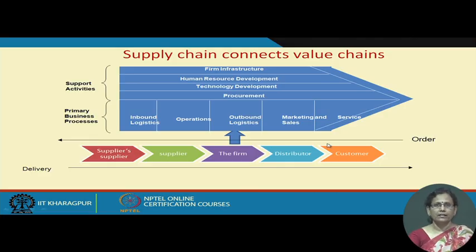In the first lecture, if you remember, we were talking about the supply chain as the value delivery network. Ultimately you will be delivering the value to the end customer through your supply chain. In the supply chain, the order information from the customer moves down and the delivery of the actual product goes to the customer.